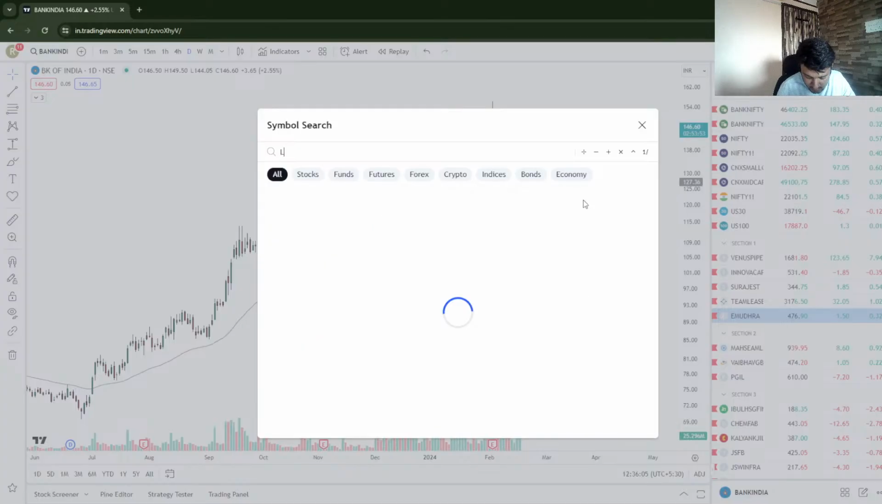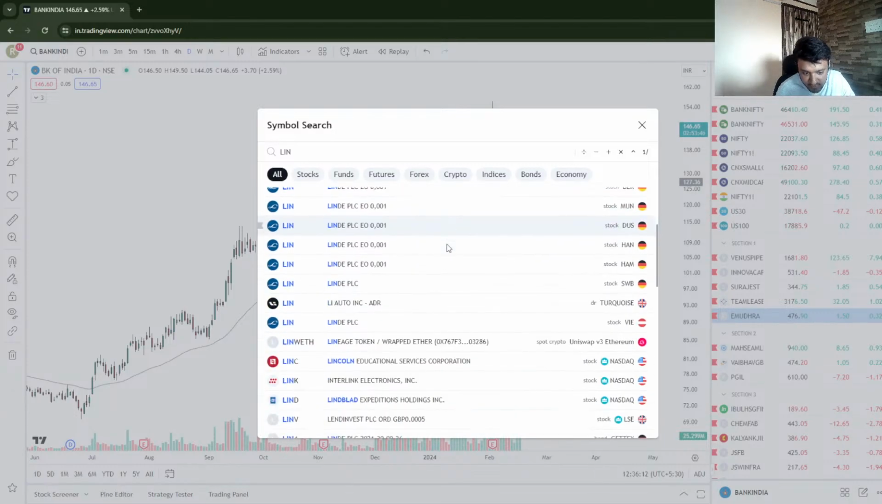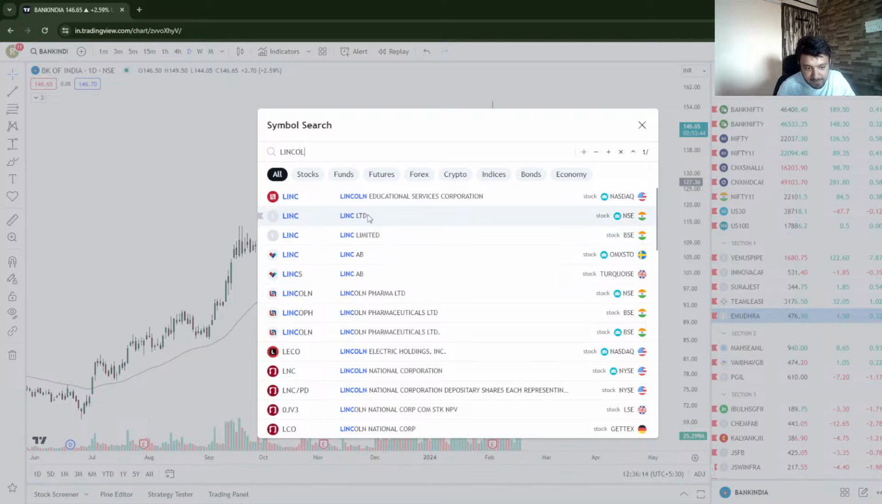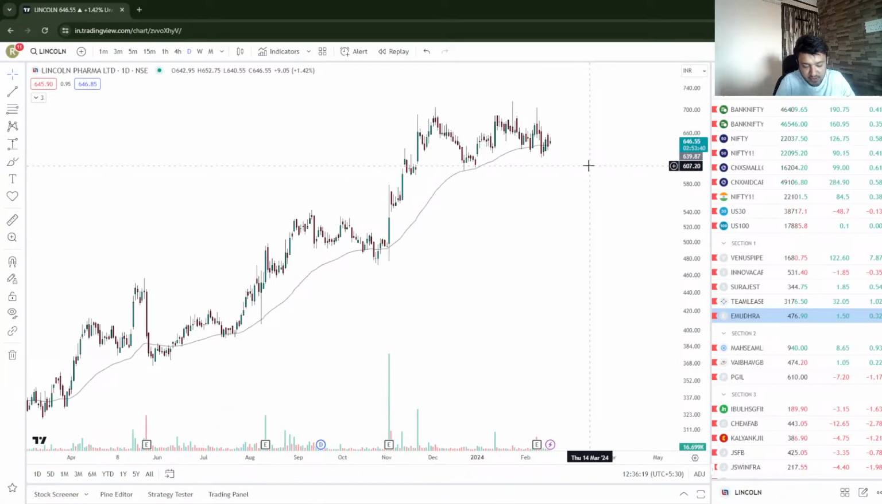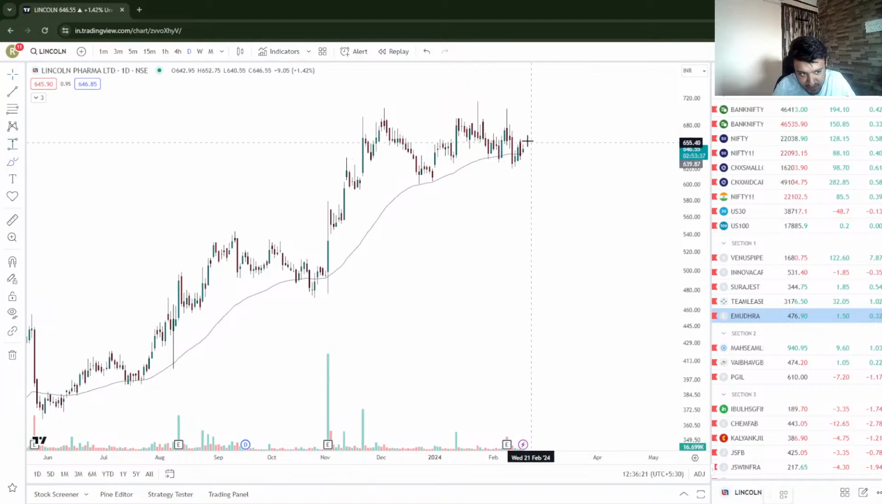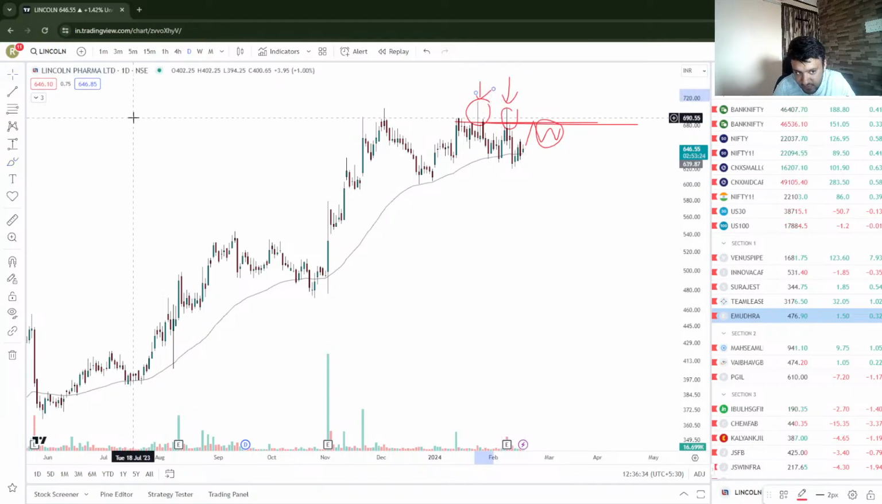All right, Lincoln India. Lincoln Farmer. Not bad. This is on my watch, but I want to see some contraction around these rejections. Maybe a higher low here, because it is rejecting very sharply from these supplies again and again. So I want something like this.